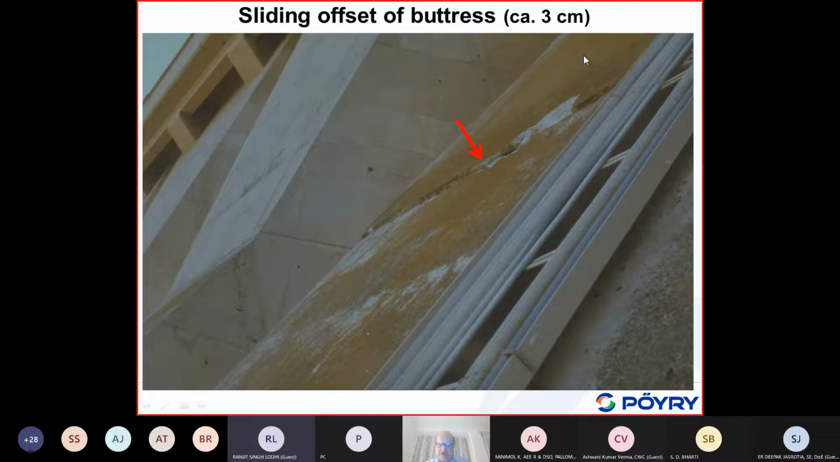So this wedge above here, which was separated by a horizontal crack and a crack along the interface between the web and the head of a buttress, was basically free. And during the earthquake, during the shaking, this wedge was moved downwards, and you can see the offset is about 3 centimeters. Of course, if the earthquake had lasted longer, this offset would be more.